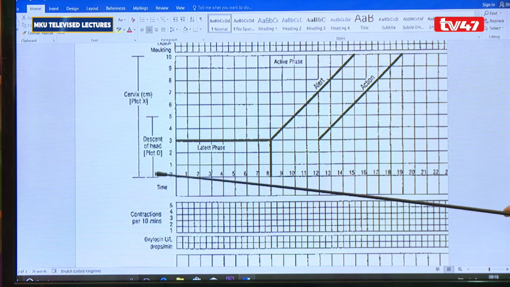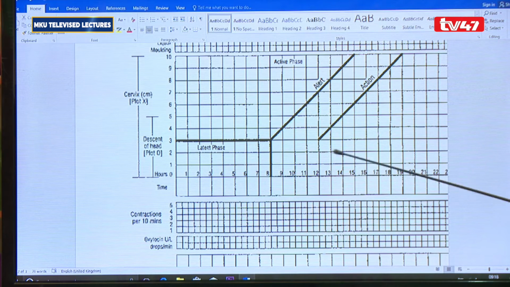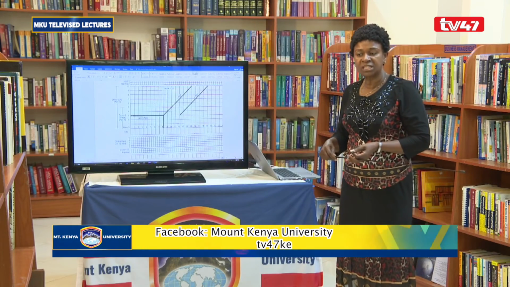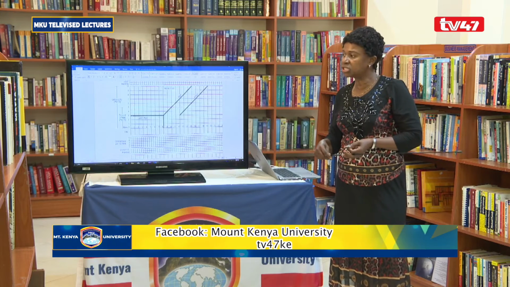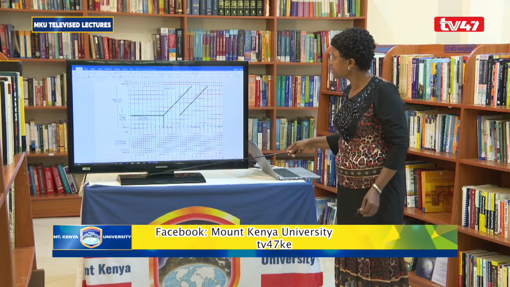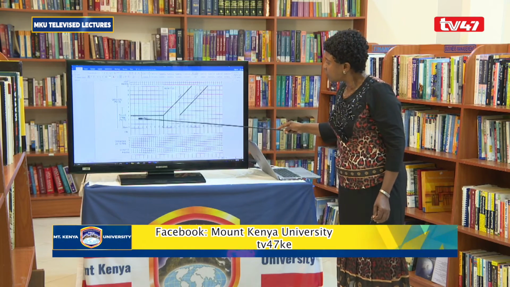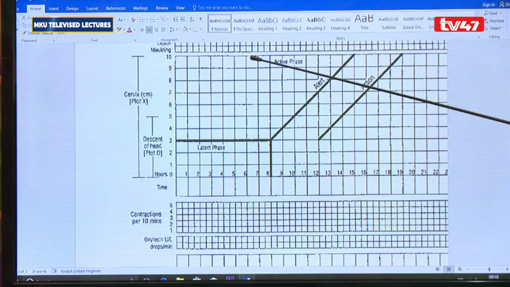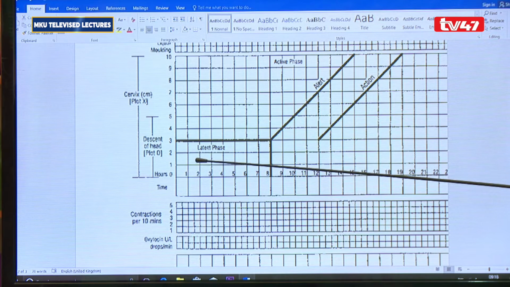On the x-axis, we have the number of hours, 0 to 24. Of course, it's not normal for us midwives to allow a mother to labor for a whole 24 hours. So in case labor is prolonged, there are certain interventions that we do, which is called augmentation of labor. So we have the latent phase and the active phase.